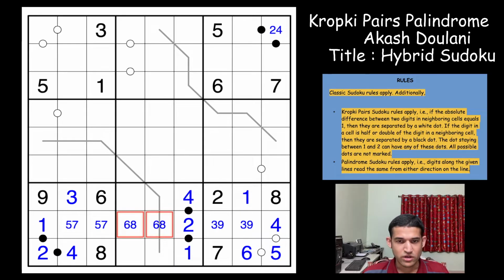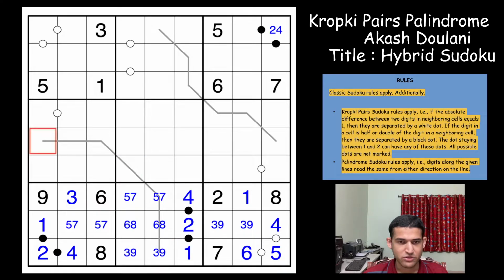Cool. So now rows 7 and 9 can be filled. 1, 2, 4, 8, 3, 6, 9. So this becomes 5, 7 and this becomes a 3, 9. So remember I said that this line is a palindrome line. Which means if this is 9, this would have to be 9.